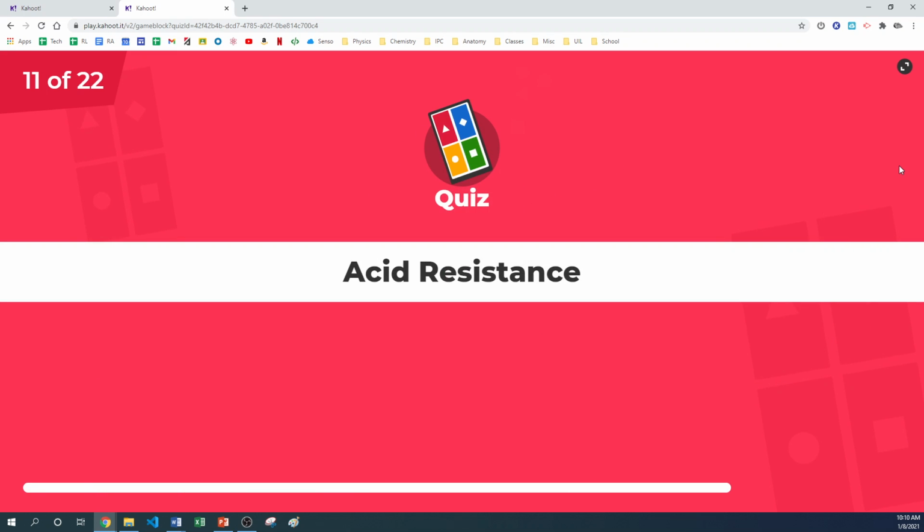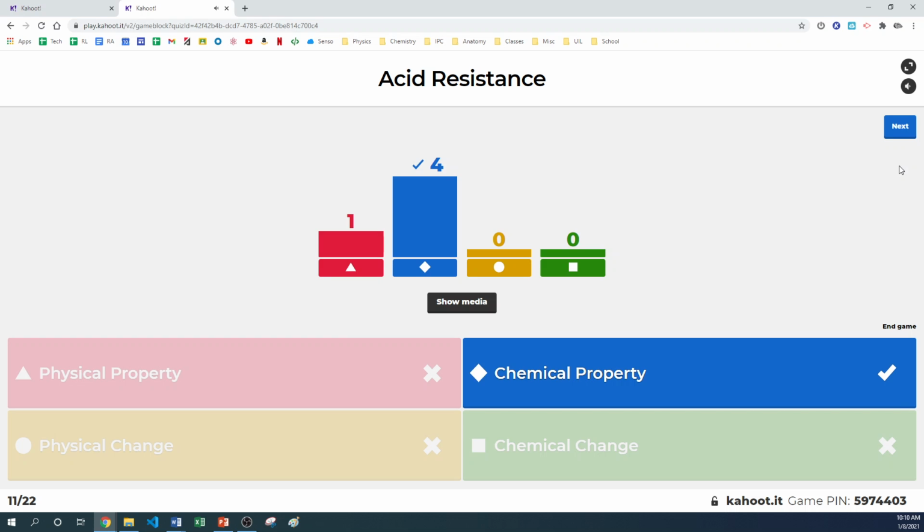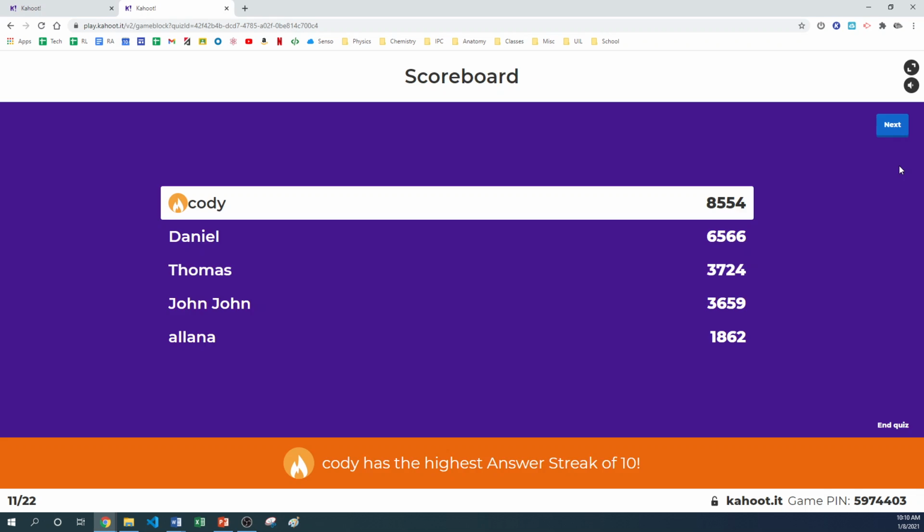Acid resistance. It's a chemical property. Acid resistance describes how well it resists reacting with an acid. If you have a high acid resistance, acid won't react with you.